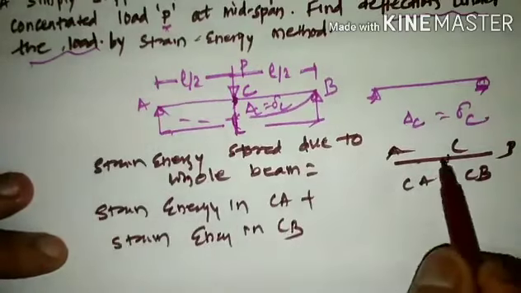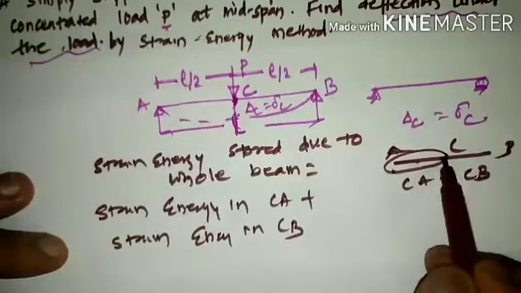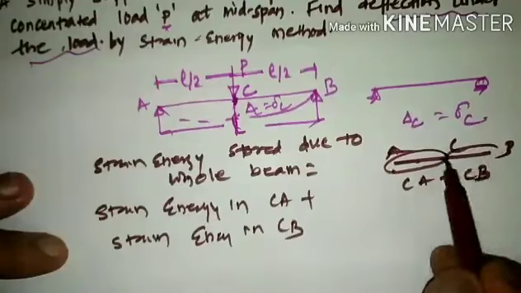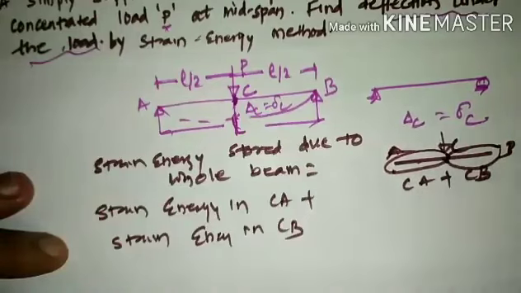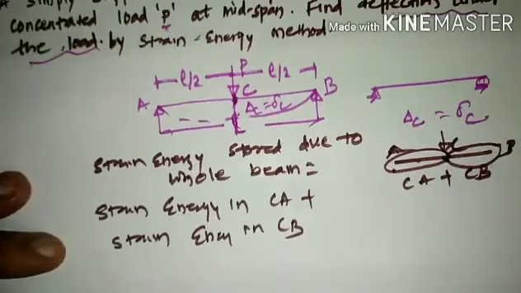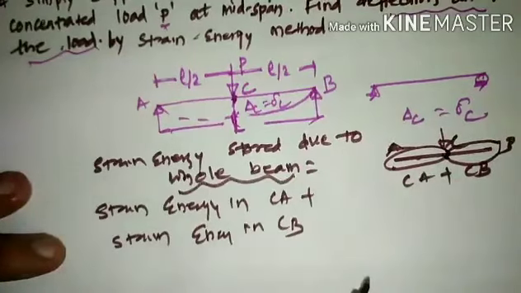This will be the strain energy stored on the left hand side of the point where the load has been placed, and the strain energy stored on the right hand side of that point. So the total beam is divided into two parts, CA plus CB. If we add them, it is the strain energy of the whole beam. That is what we need to find.